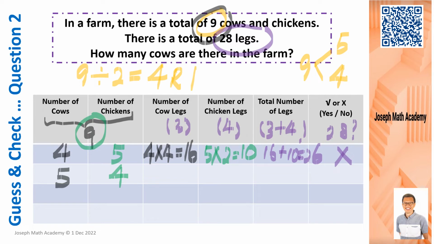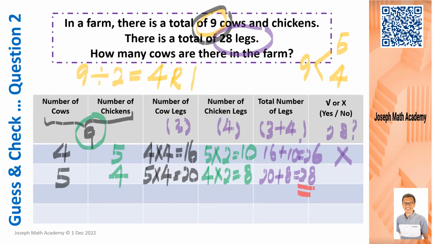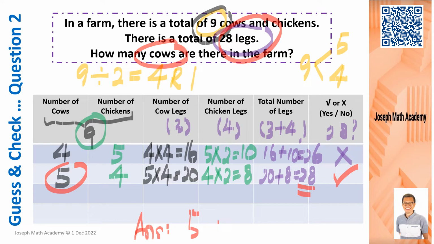So, column 3, the number of cow legs. 5 cows in a farm, each cow has 4 legs, so total 20 legs. 4 chickens in a farm, each chicken has 2 legs, so there will be total 8 legs. So let's add column 3 and column 4 to find the total number of legs of all the animals. So 20 plus 8, that will give you 28. And hooray, 28 fulfills this condition. Tick. And our final answer will be 5 cows.